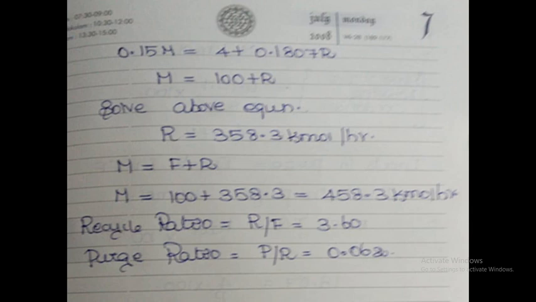Okay. So if you want the combined feed ratio, what is the formula for the combined feed ratio? Capital M by F. If you know capital M and F values, divide these two values and finally we get the combined feed ratio, or mixer feed ratio.